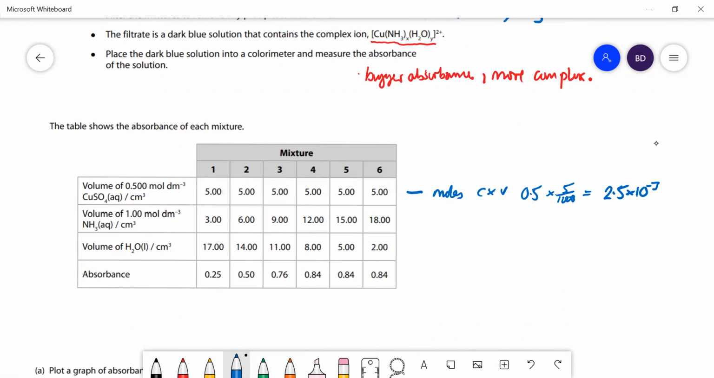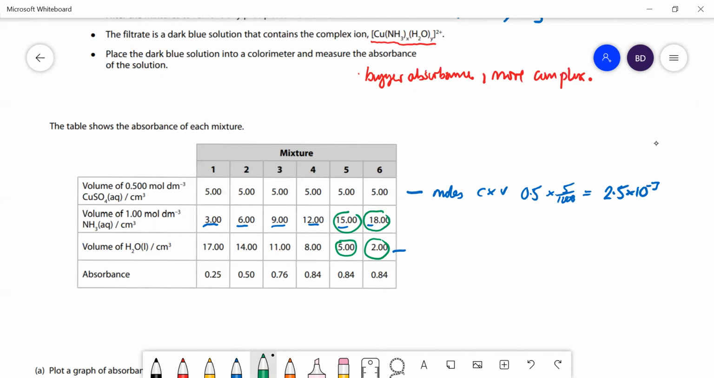Then we're increasing the amount of ammonia by 3 centimeters cubed every time, so you're getting more moles every time you do that. The water, they're just adding that to keep the total volume the same, because otherwise you would be diluting the solution. If you look, every time 2 plus 18 is equal to 20, 5 plus 15 is equal to 20, and so on. That's just to keep that the same. And then they measure the absorbance.